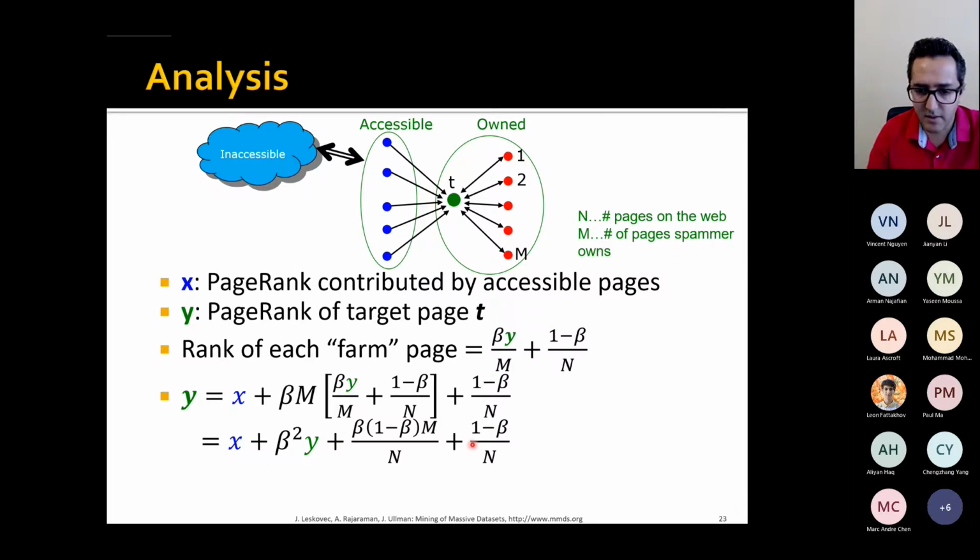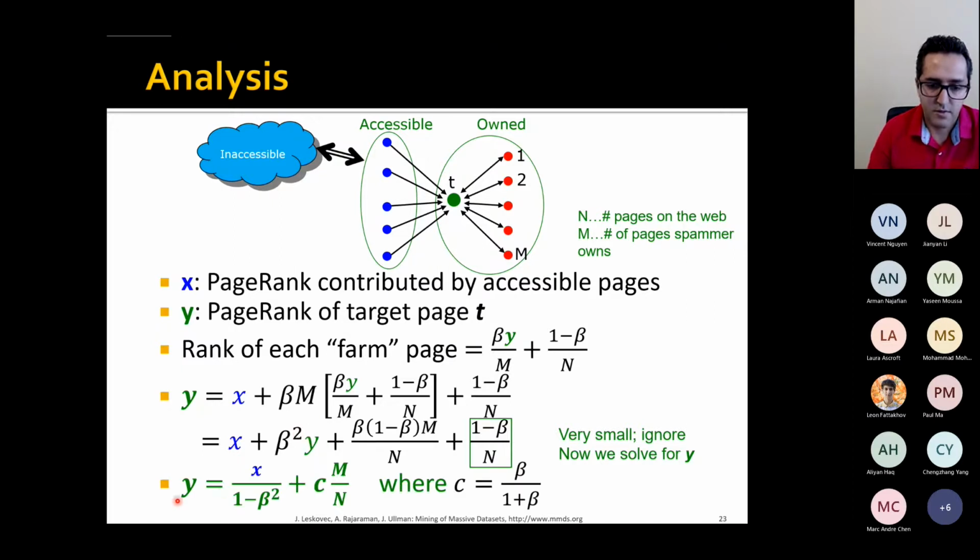And then this term, as you can see, is really small, because it's 1 minus beta over n, where n is the number of web pages on the internet. So we can ignore that part. Now we can solve this with respect to Y. So Y, which is the PageRank score of the target page, will be X, the amount of score it gets from accessible pages, divided by 1 minus beta squared, plus C times M, the number of farm pages, divided by N, the total number of pages on the internet, where C is beta over 1 plus beta.